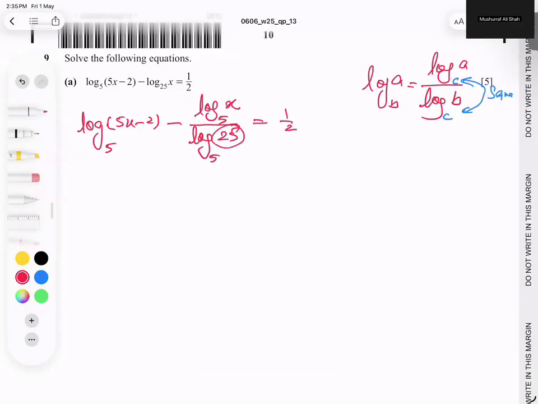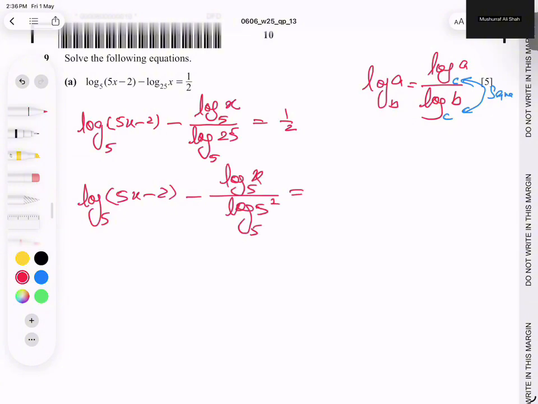And 25, what is 25? 5 to power 2. I hope this part is clear, students. So here I'm writing logarithm and 5 to power 2. Here I make no change. And you know the log property: after logarithm, if we have, for example, b to power 3, the 3 can come down, and we can write 3 times logarithm of b base a. Same, this 2 will go down.